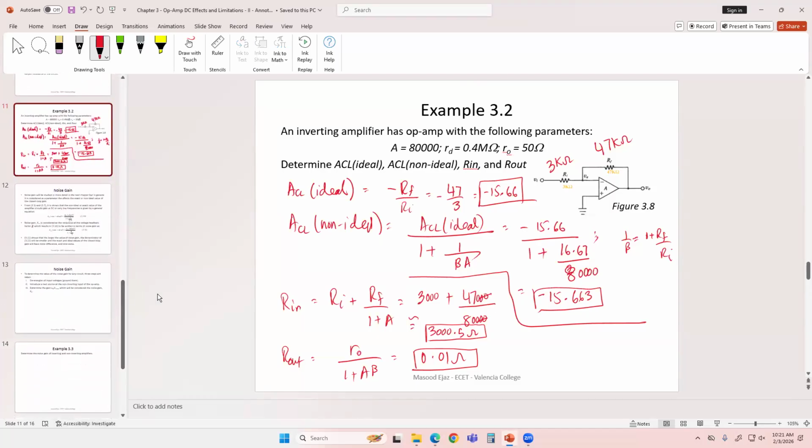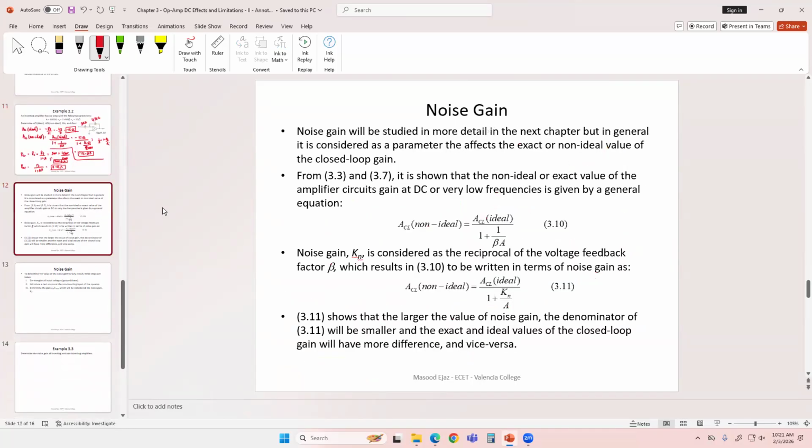A few slides left. Let's go ahead and take a break and then discuss noise gain. The discussion of noise gain is going to be continued in the next chapter because it is more important with the AC calculations, not as much for the DC. But we're going to start the discussion here and then continue in the next chapter as well. Let's take a break, then do the noise gain, and then we're going to start working on the lab.